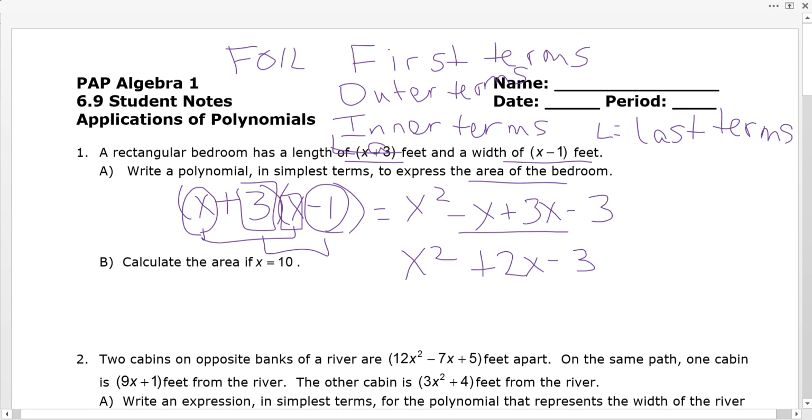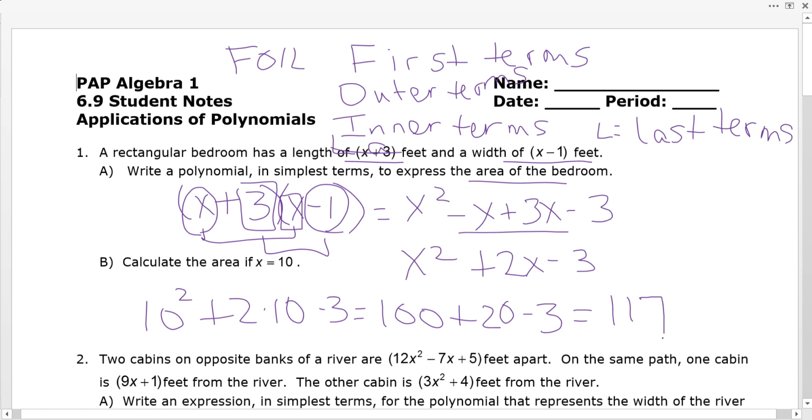And if I need to calculate the area for x equals 10, then I'm going to have 10 squared plus 2 times 10 minus 3. So that's 100 plus 20 minus 3, which is 117. So that would be the area for x equals 10.